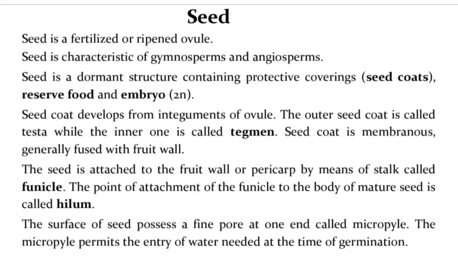The outer seed coat is called testa while the inner one is called tegmen. Seed coat is membranous, generally fused with the fruit wall. The seed is attached to the fruit wall or pericarp by means of a stalk called funicle. The point of attachment of the funicle to the body of the mature seed is called hilum. The surface of the seed possesses a fine pore at one end called micropyle. The micropyle permits the entry of water needed at the time of germination.